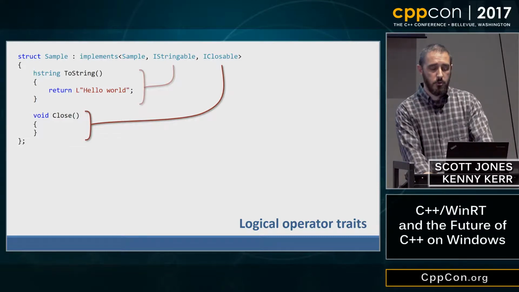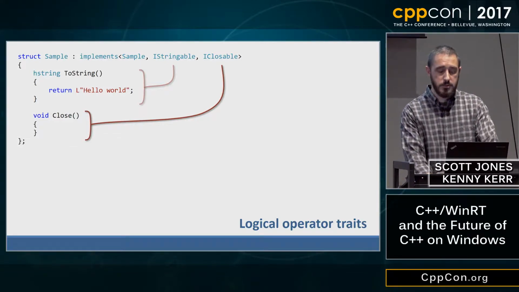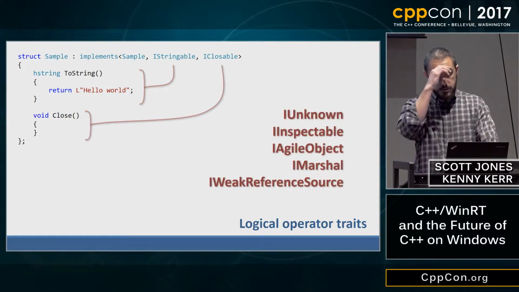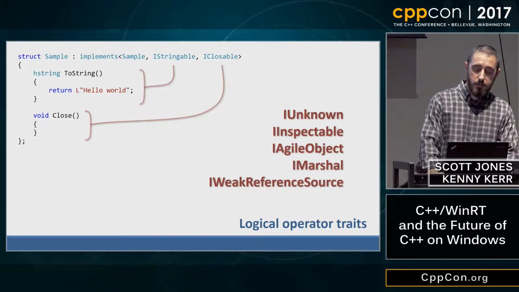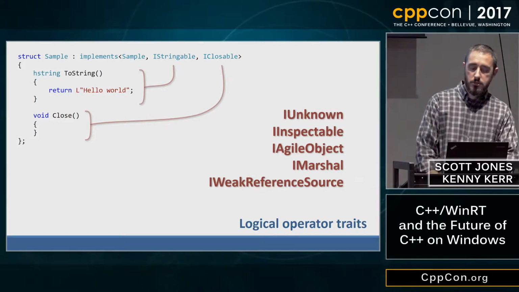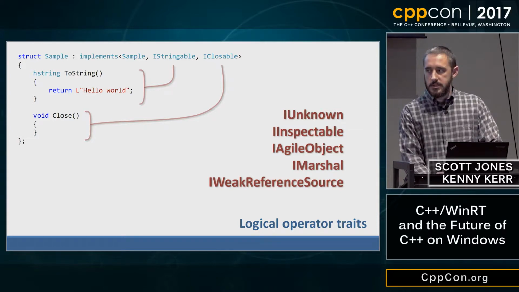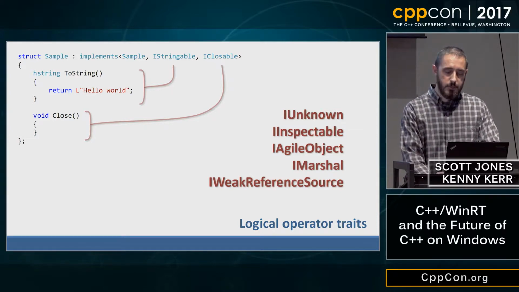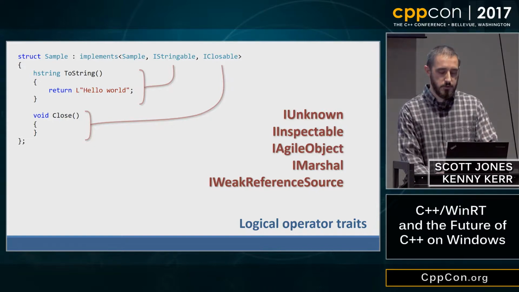And we'll take care of doing all the machinery behind the scenes that's also required by the Windows runtime in some cases. Some examples include implementing IUnknown, reference counting in QI, IInspectable, IAgileObject, and IMarshal, and others. So how do we know when to implement these interfaces and how to implement them? And so that's where the logical operator traits comes in.